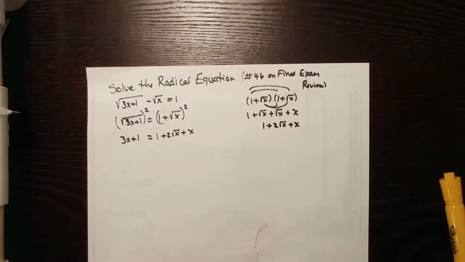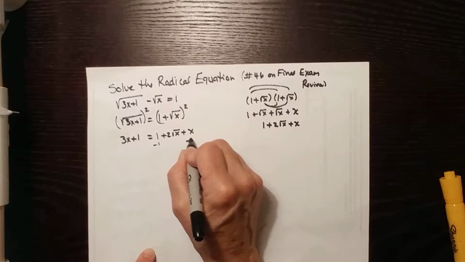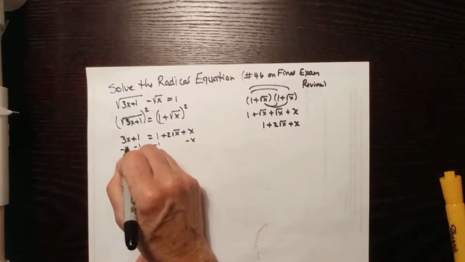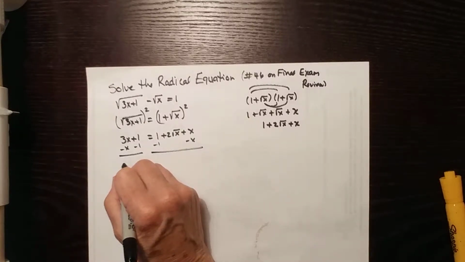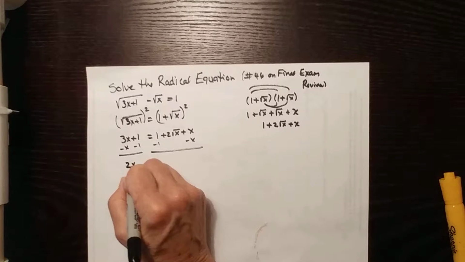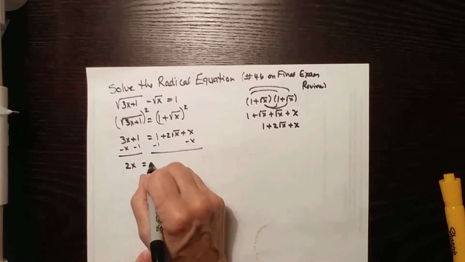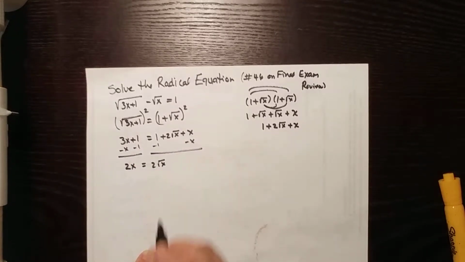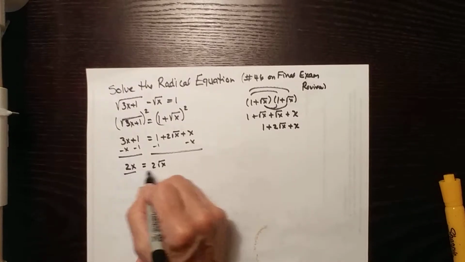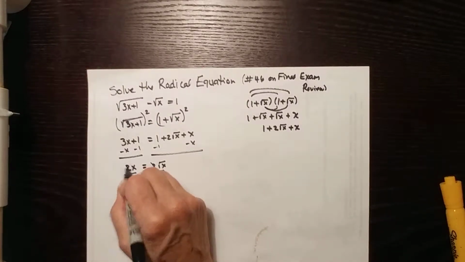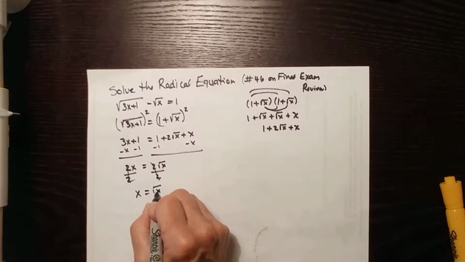Now, if you still have a radical expression, and we do, we have to work on isolating it. So we subtract the 1 and the x from both sides to begin to isolate this radical expression. So on the left-hand side, we get 2x plus 0, or simply 2x. On the right-hand side, we get 0 plus 2 square root of x plus 0. So this is what we have. To finally fully isolate the radical expression, we divide both sides by 2. And we get that x is equal to the square root of x.